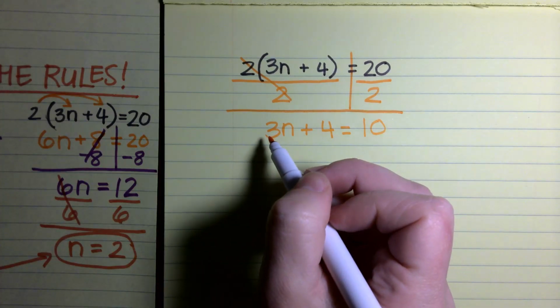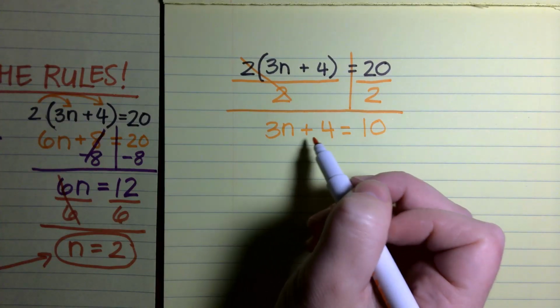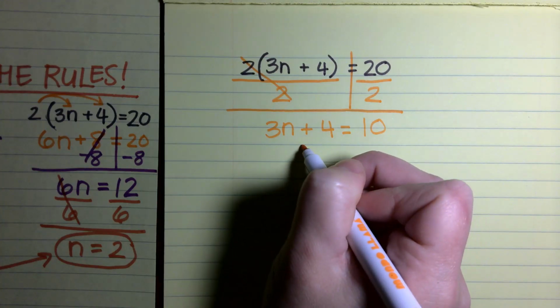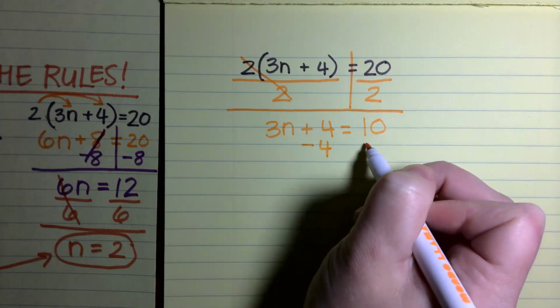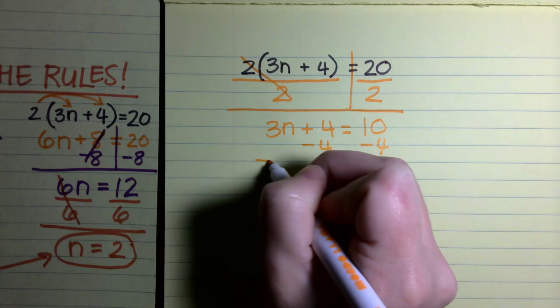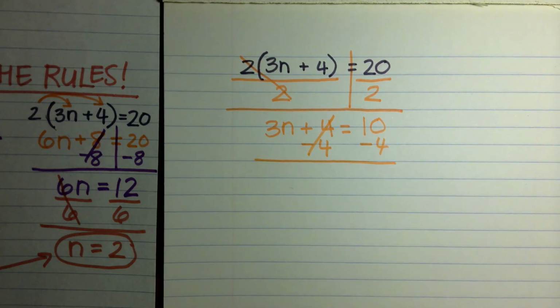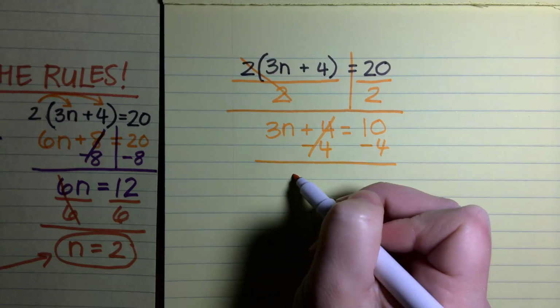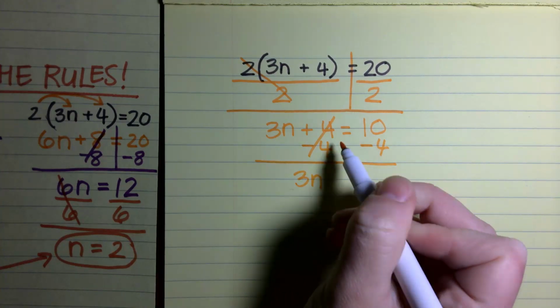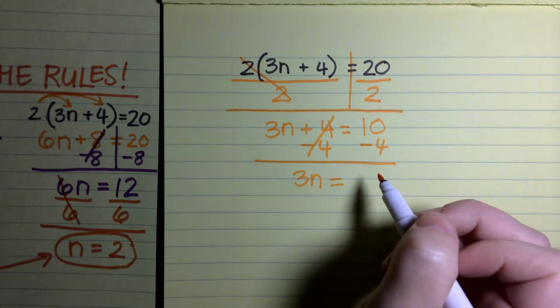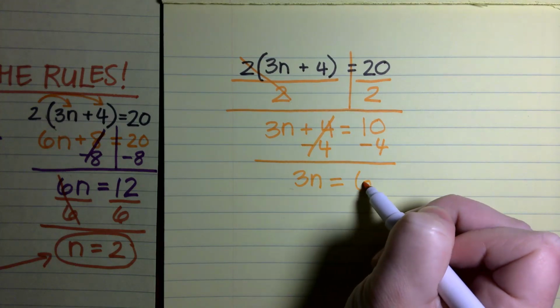So I've got multiplication and addition. Which one do I do first? The addition. We want to get rid of it by subtracting 4. I'm going to do that on both sides. My 4's are going to cancel out. So then I'm left with 3 times n equals 10 minus 4 is 6.